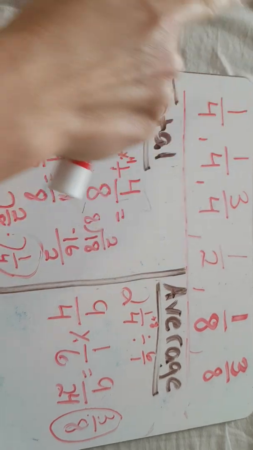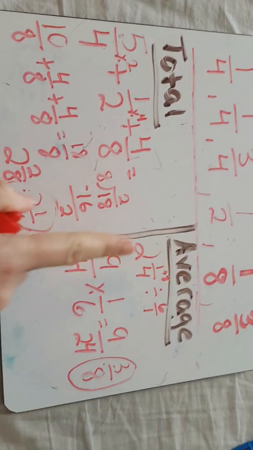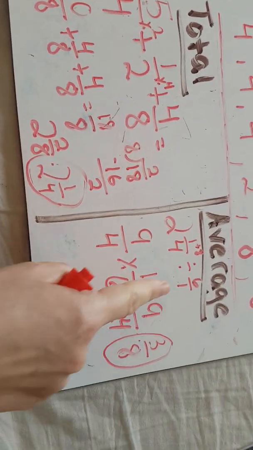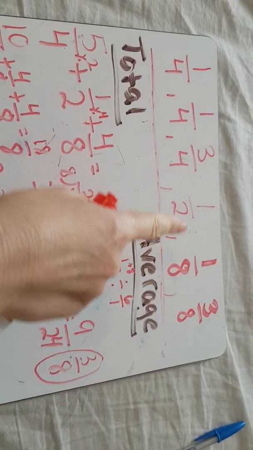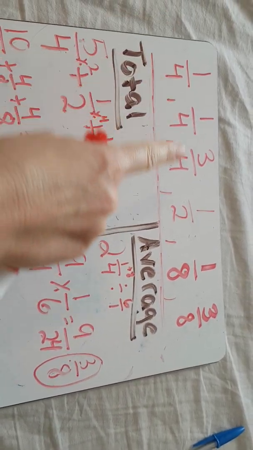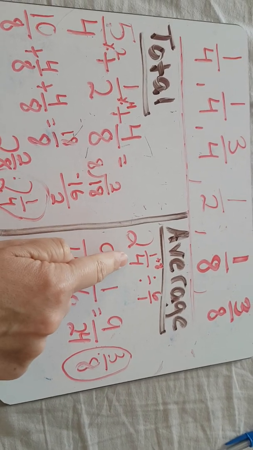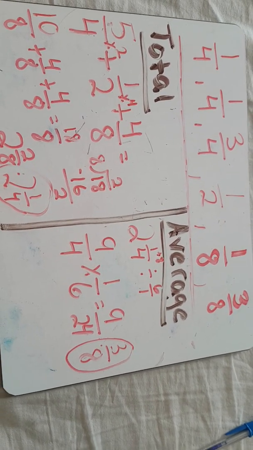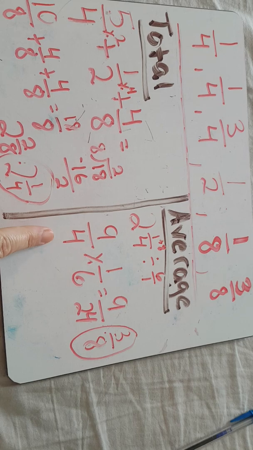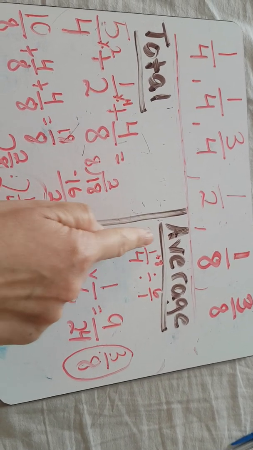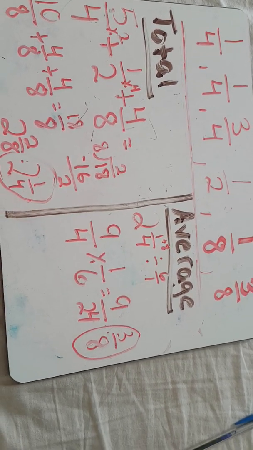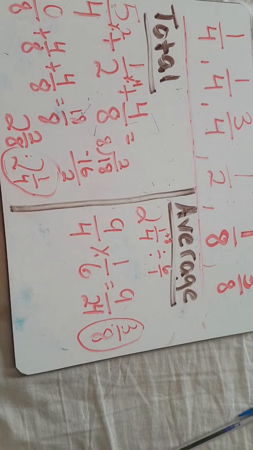Total is to add them all together. Average is to take your total and divide it by how many data points you had. So I had 6 fractions. Remember, when you divide, you have to get rid of that whole number. You have to turn it back into an improper fraction. So you multiply, and then you add it to the top. And then you flip the right-hand side and multiply.